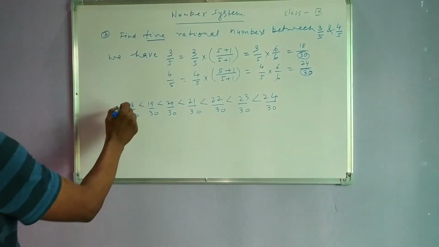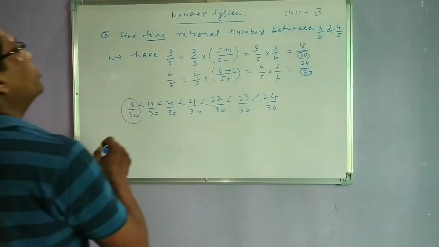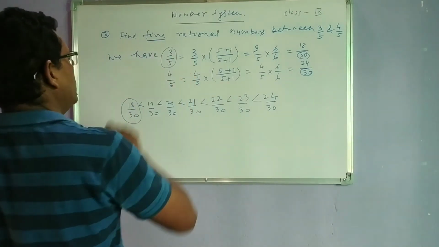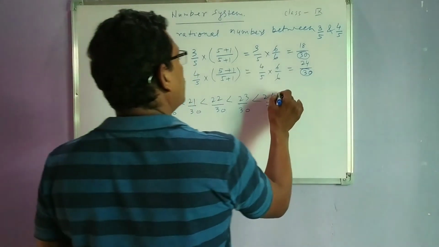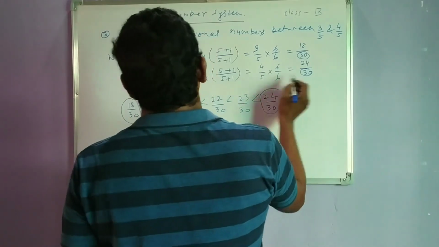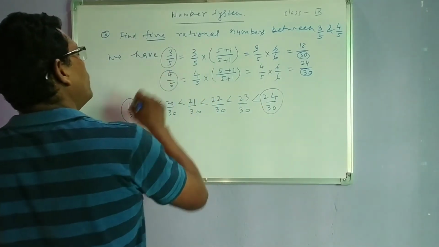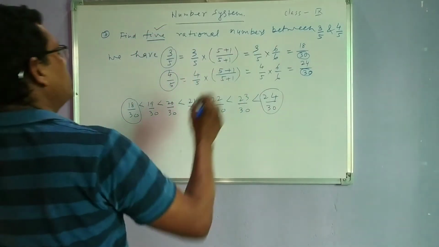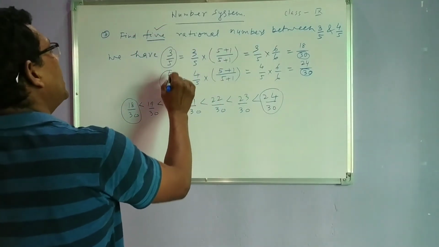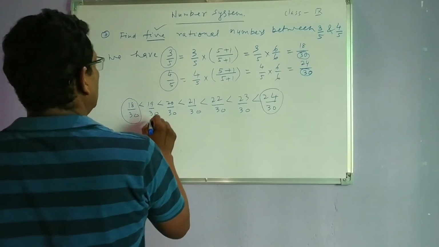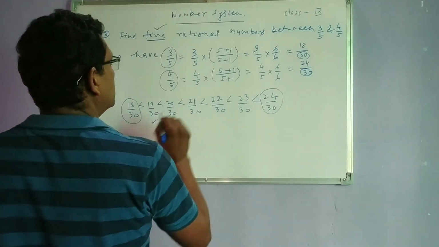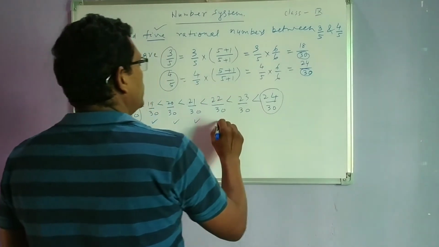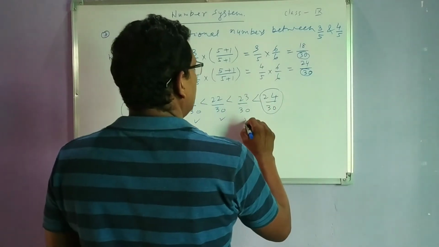But 18 by 30 is equivalent to 3 by 5, and 24 by 30 is equivalent to 4 by 5. So the 5 rational numbers between 3 by 5 and 4 by 5 are 19 by 30, 20 by 30, 21 by 30, 22 by 30 and 23 by 30.